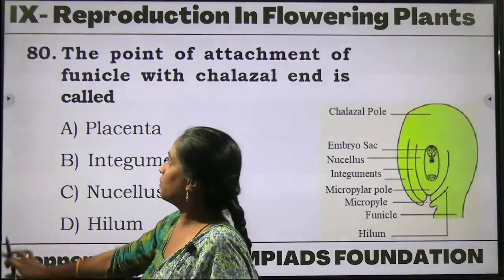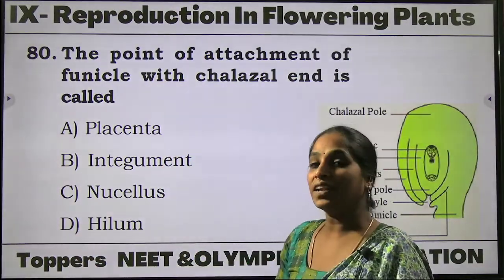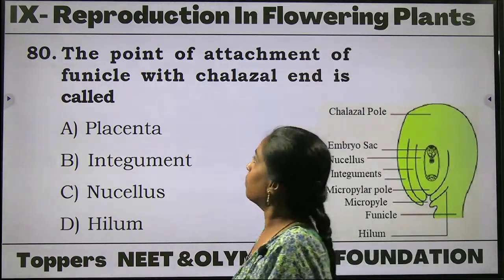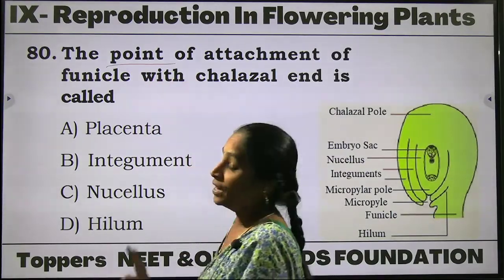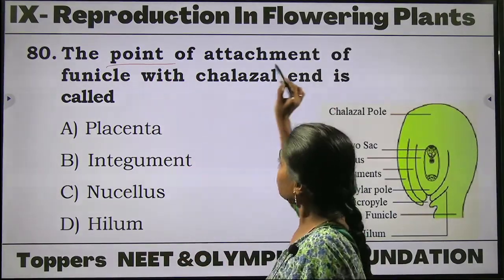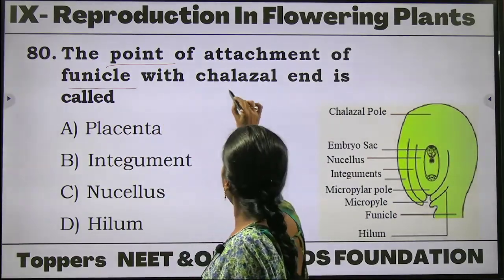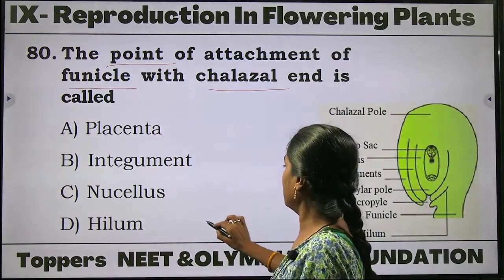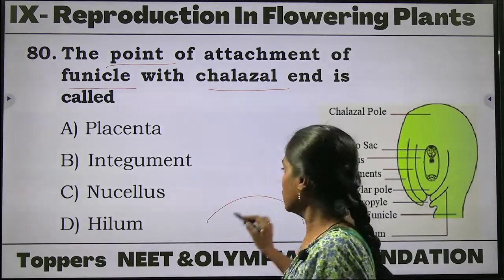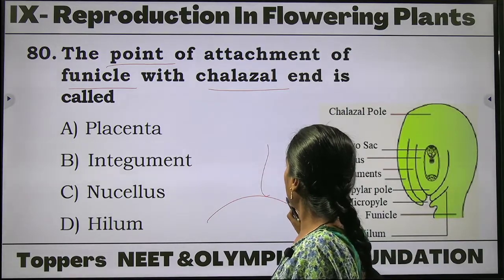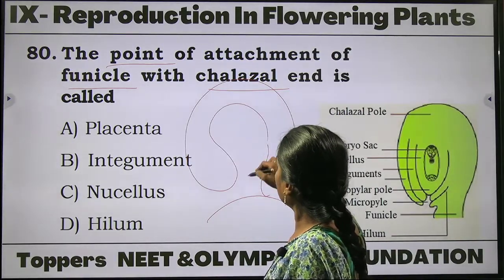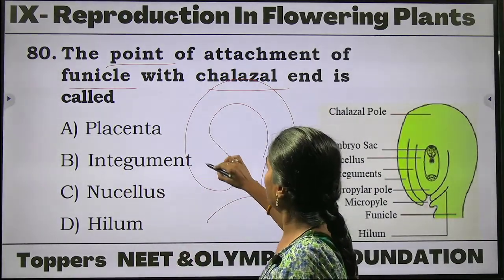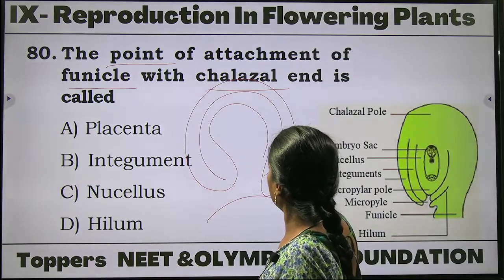What structure is it? It is a stalk-like structure which must be attached towards the placenta. Understood? Right. Coming to the next question: the point of attachment of a funicle with the chalazal end is called, a point where it is attaching both the funicle with the chalazal end is called placenta. Not exactly. Placenta will be at the basal region. The stalk-like structure is called the funicle region. Integument, not completely. Integument can be seen in this region.